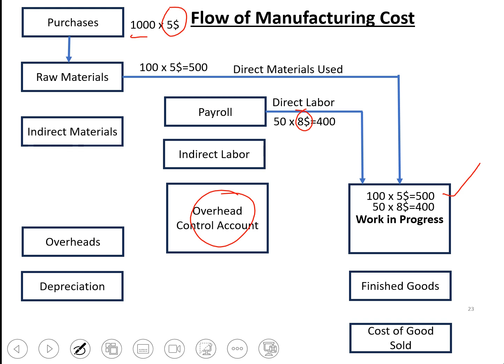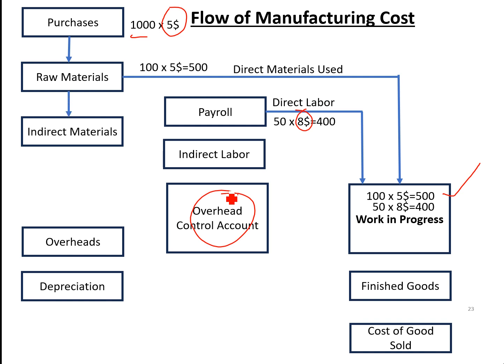account when we pay indirect labor. We will debit overhead control account when we pay rent. We will debit overhead control account for all the expenses we incurred other than raw material and direct labor. So that's what I am going to show here.